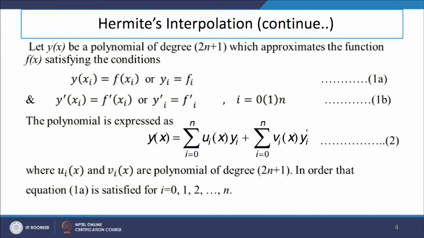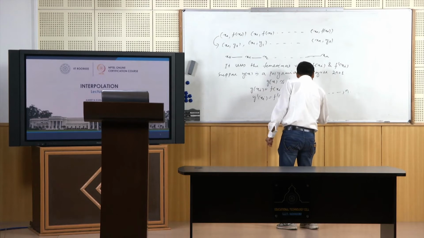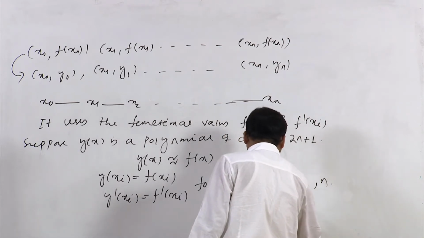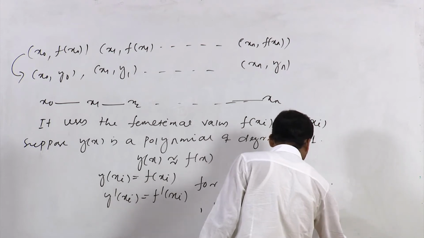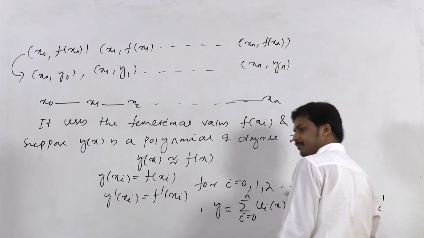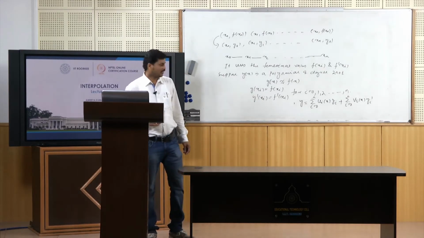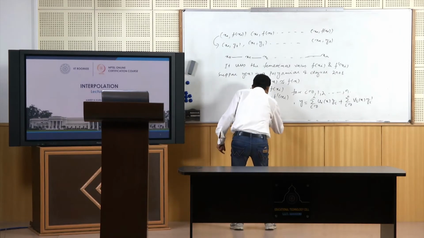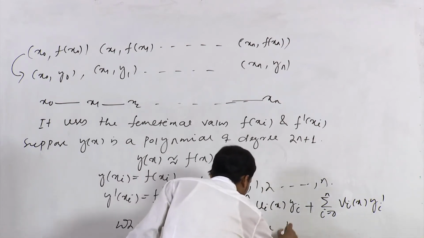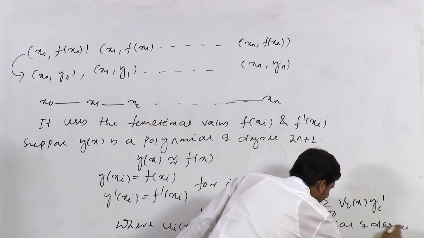And if we want to express it in a polynomial form, we can write this polynomial as y of x equals summation i equals 0 to n of ui of x times yi, plus summation i equals 0 to n of vi of x times yi dash, where ui of x and vi of x are polynomials of degree 2n plus 1.